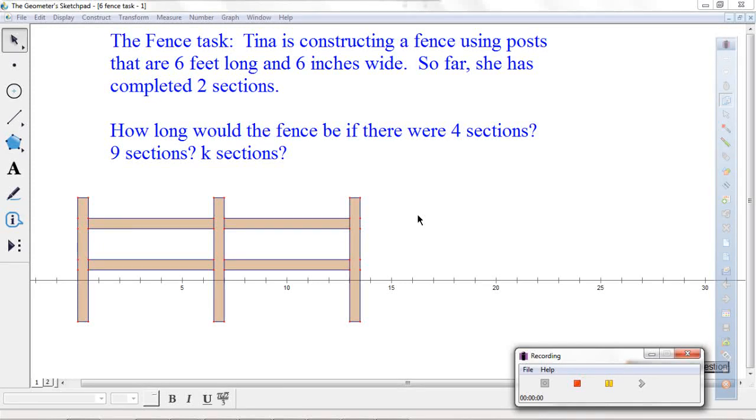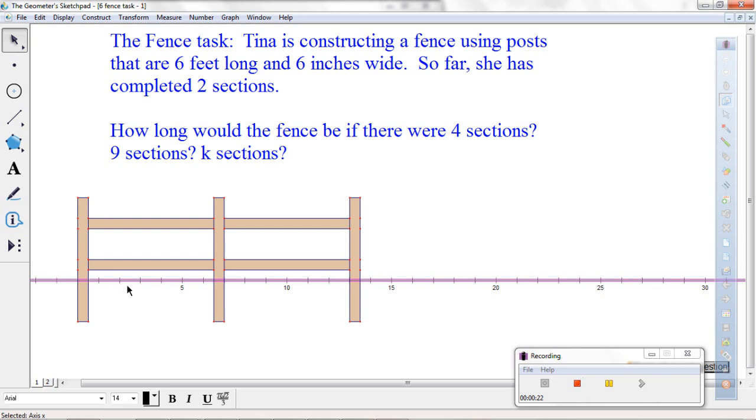In this task, Tina is constructing a fence using posts that are 6 feet long and 6 inches wide. And this vertical post is the same dimensions as the horizontal post. So far she's completed 2 sections, and we need to know how long the fence would be if there were 4 sections. So one of the nice things about this axis is that it represents the ground.